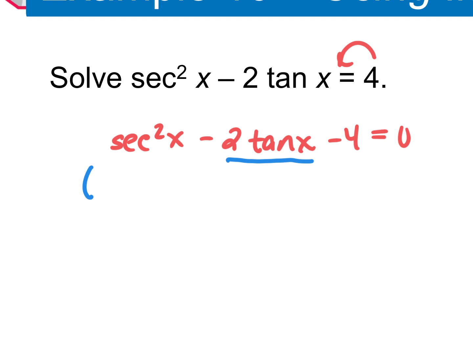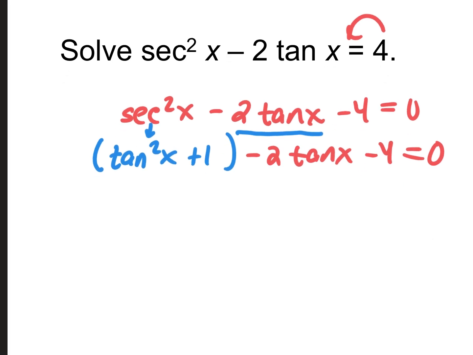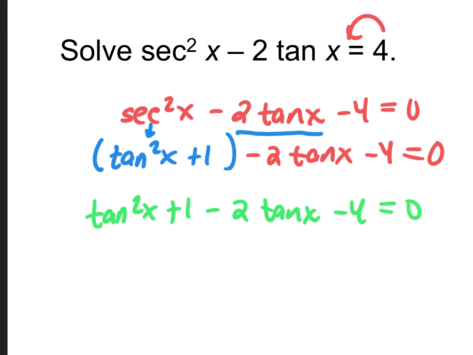Oh, tan squared plus 1. Do you guys agree that tan squared plus 1 is the same as secant squared? Everybody with me? And then we're just going to rewrite the problem. Minus 2 tangent x minus 4 equals 0. Everybody okay? Okay, so now I have tangent squared plus 1 minus 2 tan x minus 4 equals 0. Nothing to distribute or anything like that.